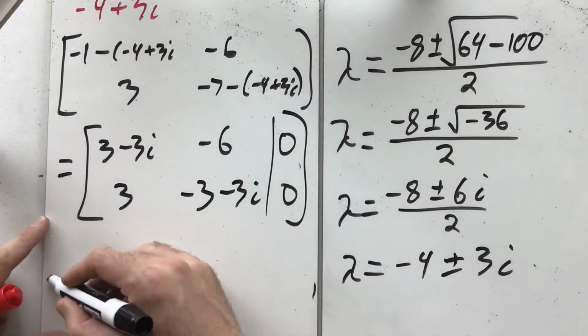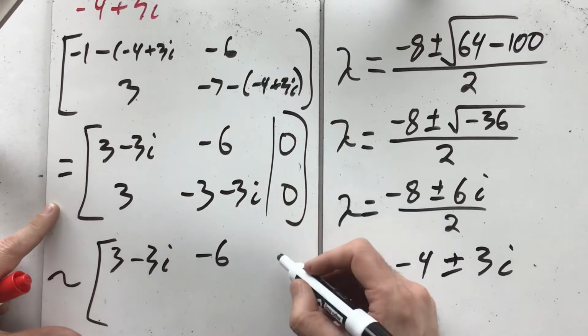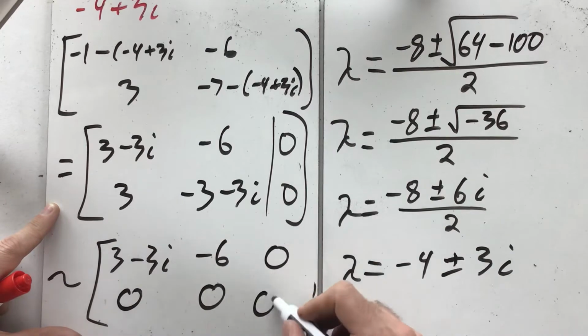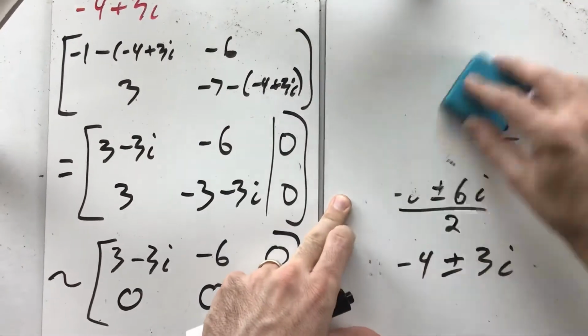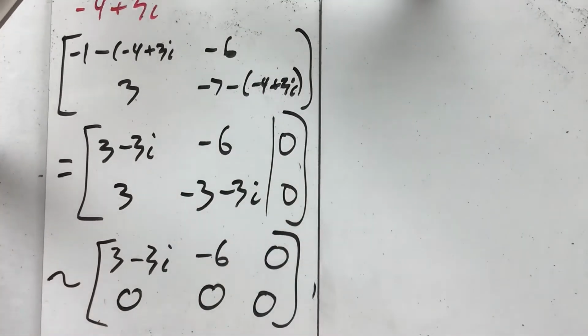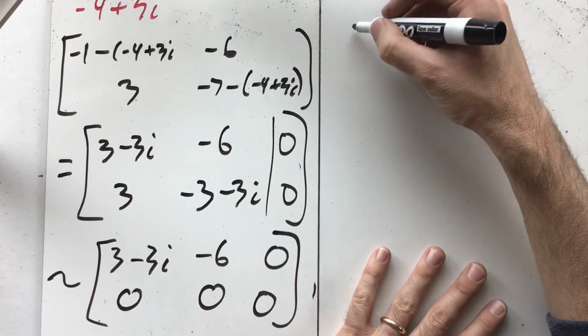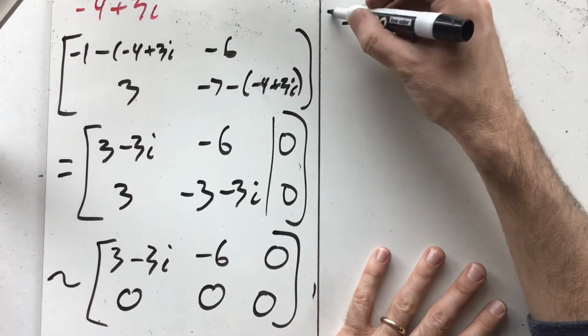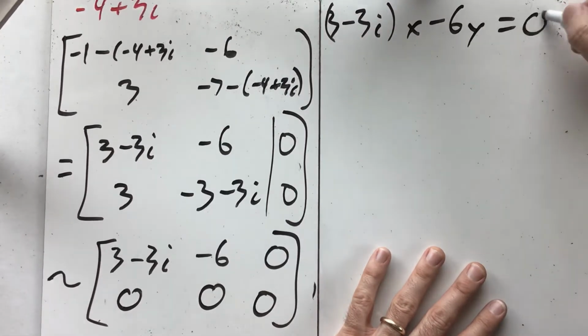and then we row reduce, and we know the whole bottom is going to become 0, so I'm just going to keep using my trick. 0 and then 0, 0, and 0. So here's how everything row reduces. And there we go. We've got all that, and now all we have to do is write out our solution. Our solution is (3 minus 3i)x minus 6y is equal to 0.